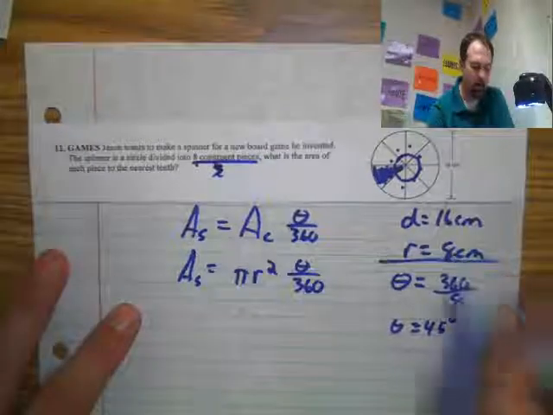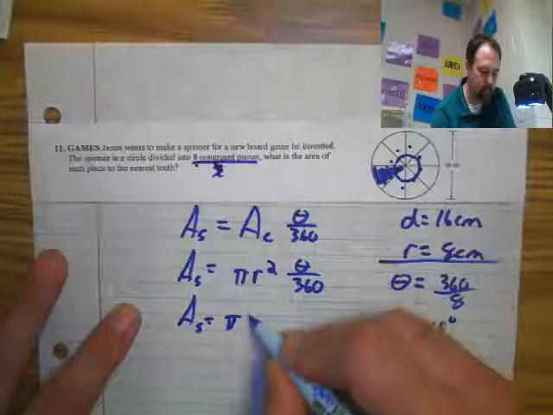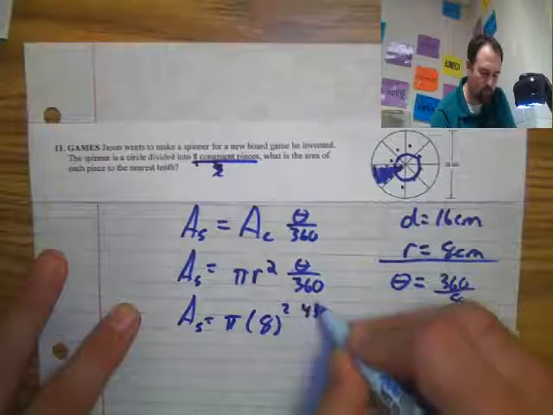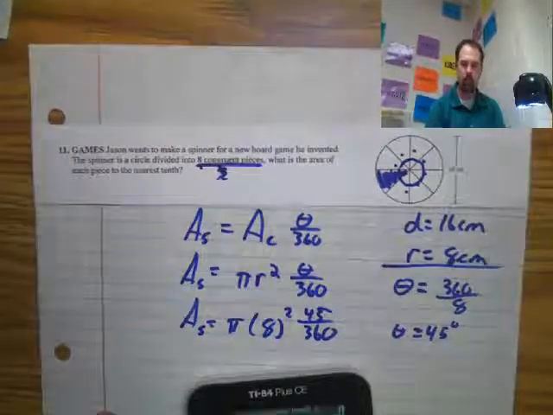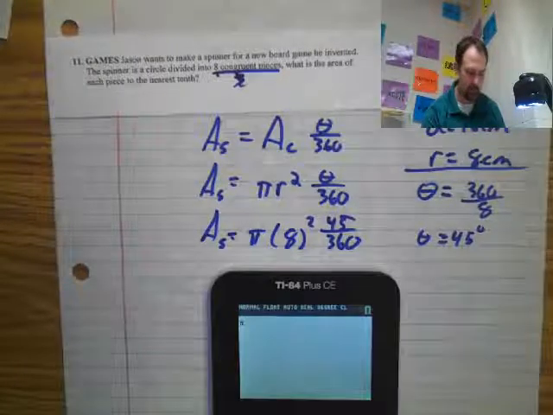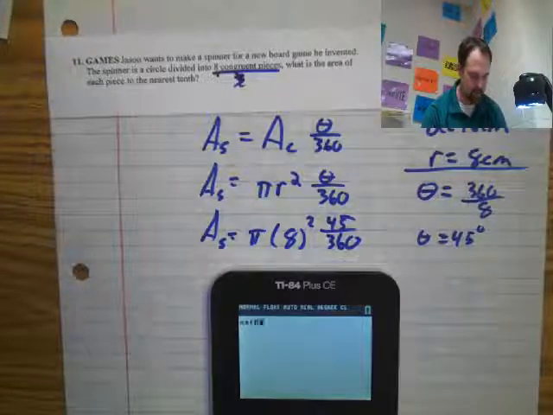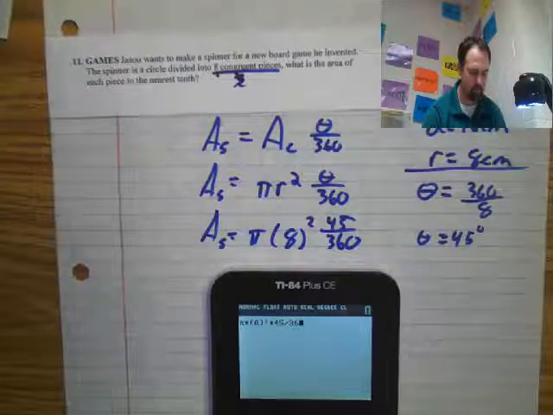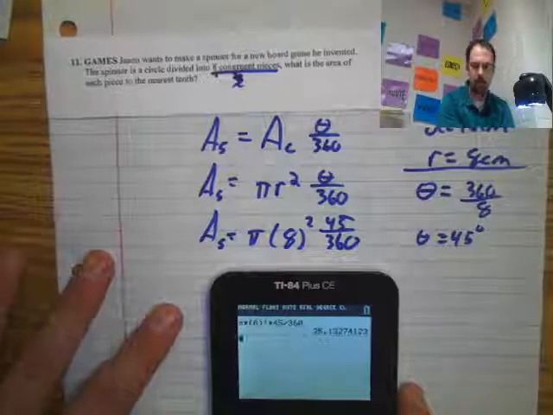So we take r and theta and plug them into our sector formula. Pi times 8 squared times 45 divided by 360. Now we can run to the calculator. Pi times 8 squared times 45 divided by 360. 25.13. Let's run that to the hundredths.